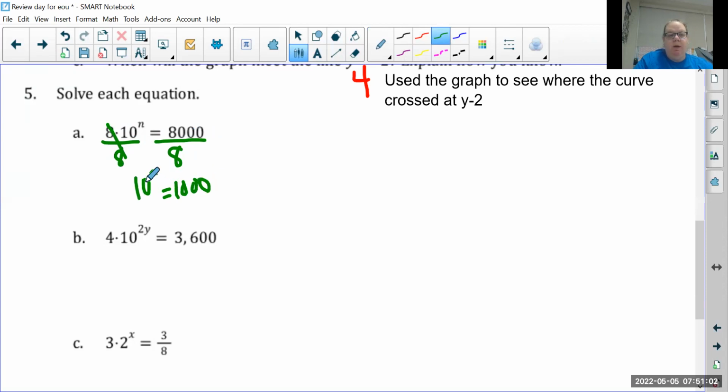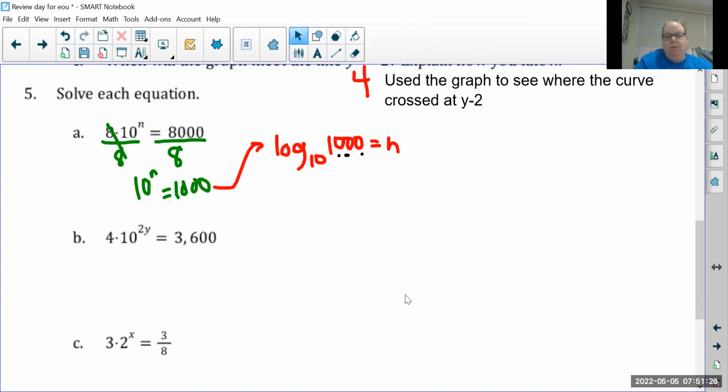Some of you at this point might recognize what n needs to be, but if not, you can keep going and write it into a log problem. So I'm going to change this into the logarithmic form, which is going to be log base 10 of 1,000 equals n. And if I still don't recognize what the answer is, because I could count the zeros for this, I could go to my calculator.